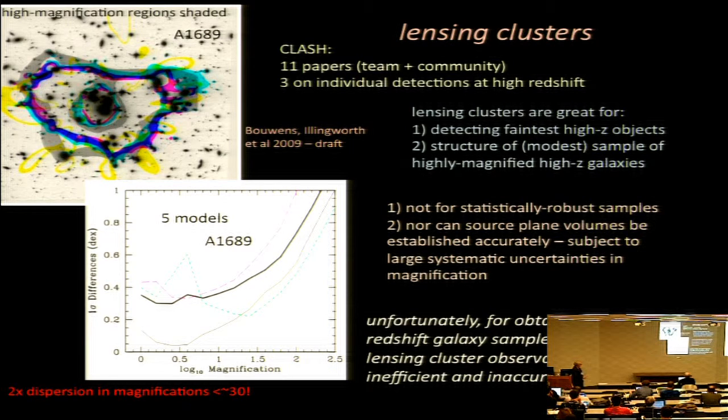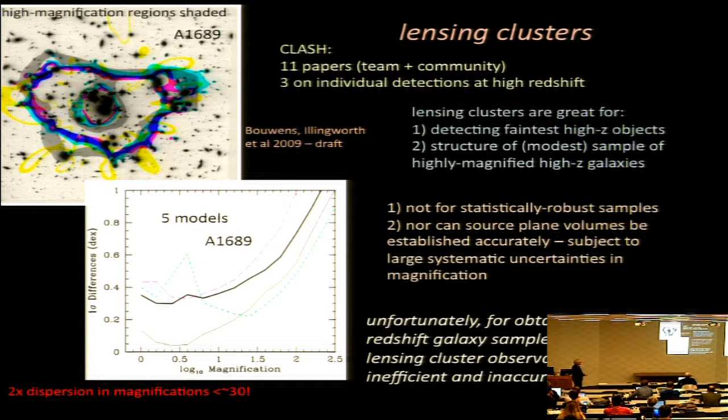So Richard and I and a few other people were looking at this a couple of years ago. Here is an image of 1689 with magnification maps from 5 different authors. I think you could reasonably say these don't agree very well. And here actually is a comparison of taking one of these as a reference and comparing the magnifications, the dispersion in the magnifications. You can see a factor of 2 is typical for the uncertainty from the magnifications.